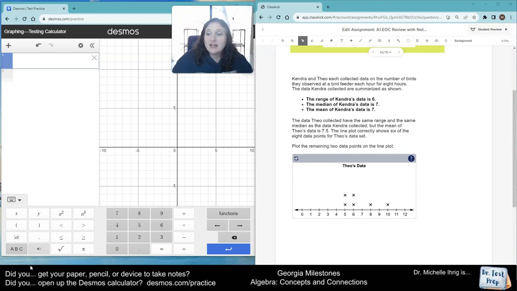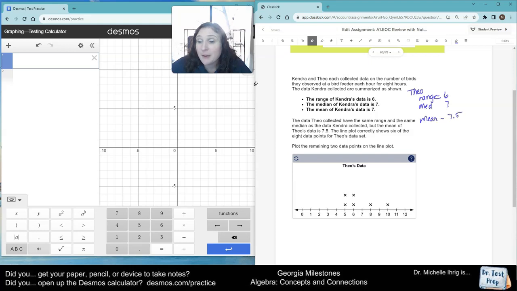The data Theo collected have the same range and the same median. So I'm going to write Theo here. The range is still going to be 6, and the median is going to be 7. But the mean is going to be 7.5. The line plot correctly shows 6 of the 8 data points of Theo's. Plot the other 2 of Theo's.